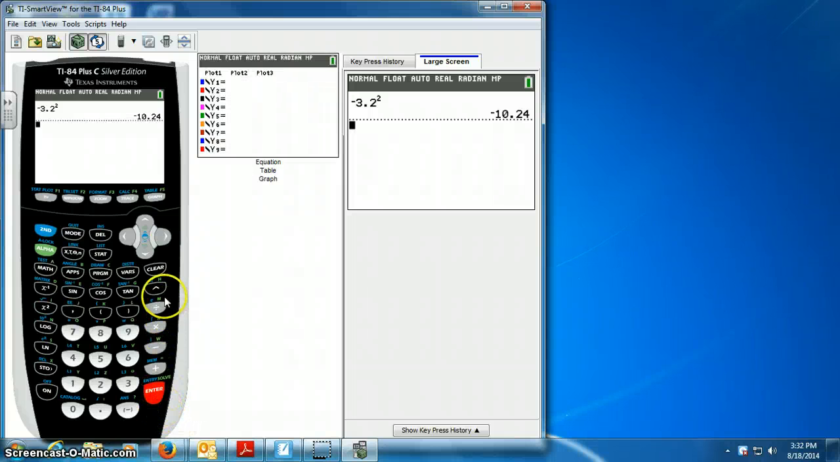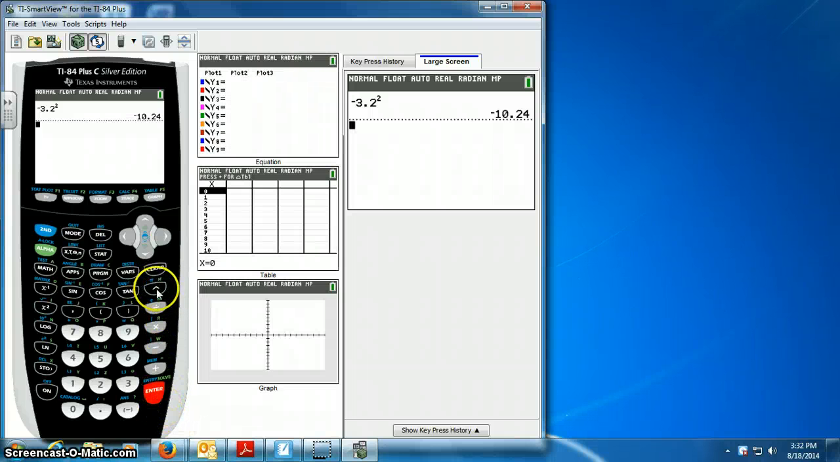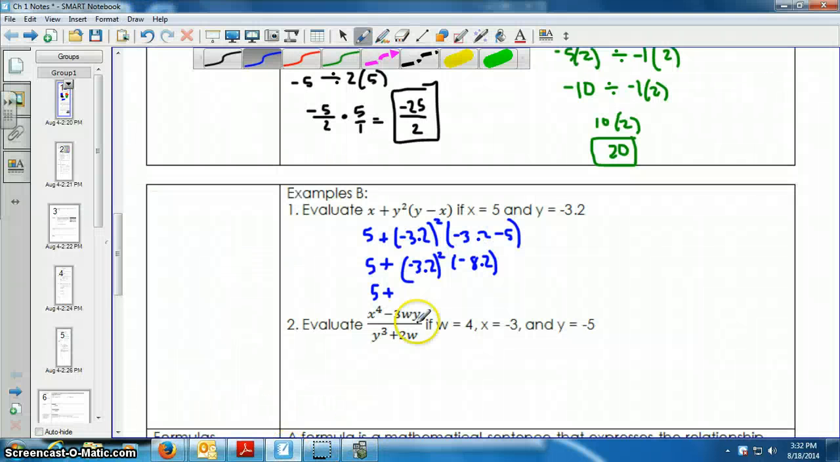Or if you want to take it to another power, you could use this little, we call it a caret button. So -3.2, then you'd hit the caret and whatever power you want to take it to, so second, and it would take it to that power. So back to our lesson here.